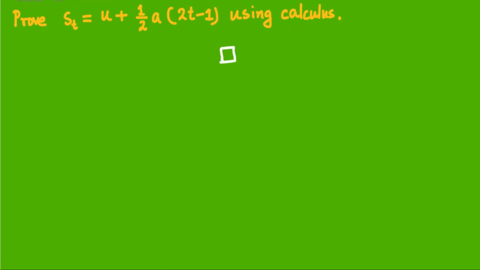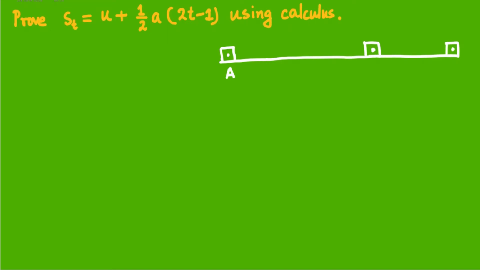We have to prove the equation S_t equals u plus half a into (2t minus 1) using the calculus method. Now we can draw the diagram. A body starts its motion from the point A and reaches the point C after t seconds.